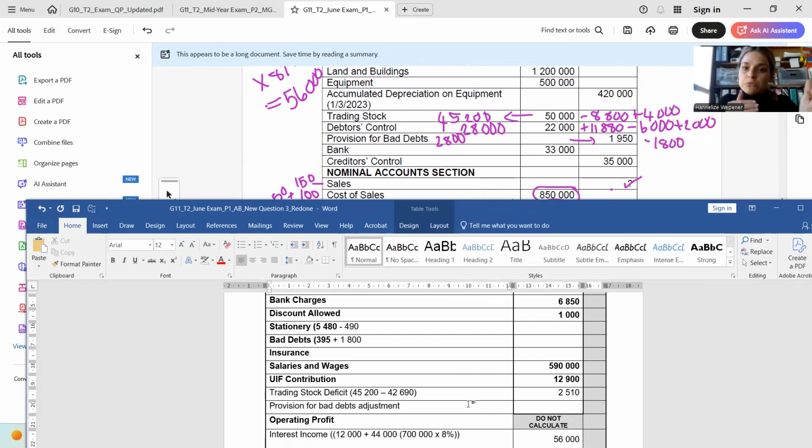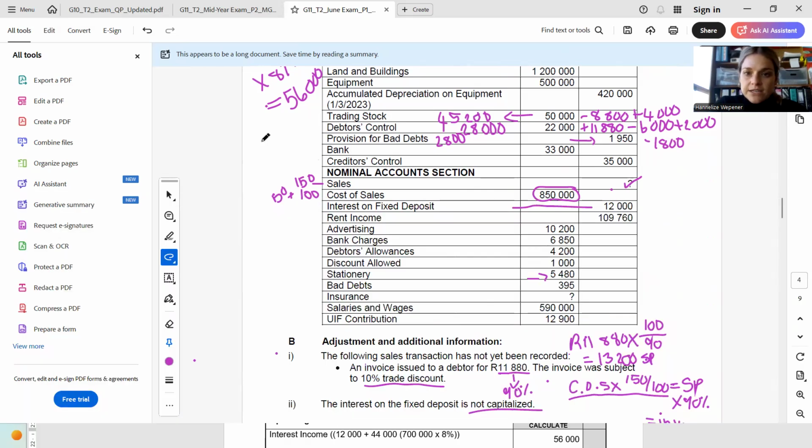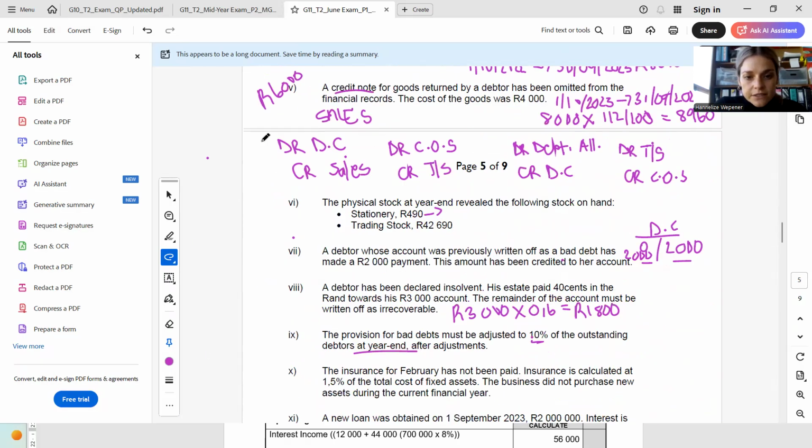The adjustment is the movement between the 1 year to the next. Provision for bad debts in itself is the actual 10% or whatever the percentage is that they have linked to their debts. So 2,800 minus, I'm only accounting for the difference, minus 1,950. So 850 rand expense there to get to 2,800.